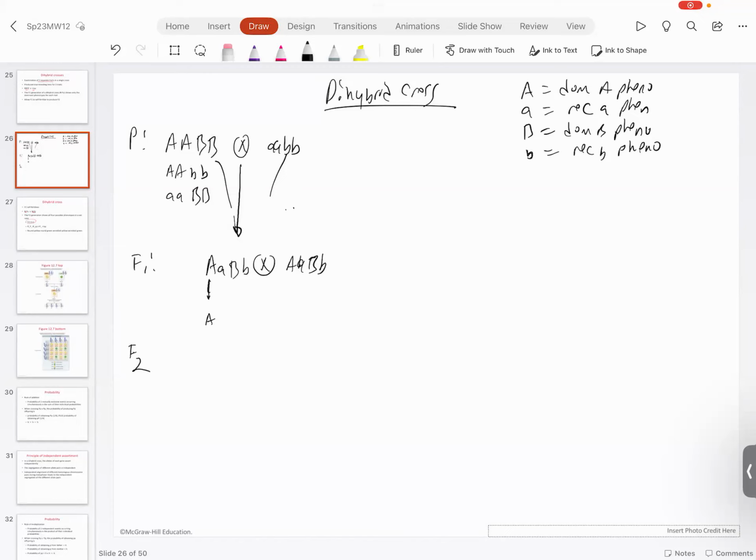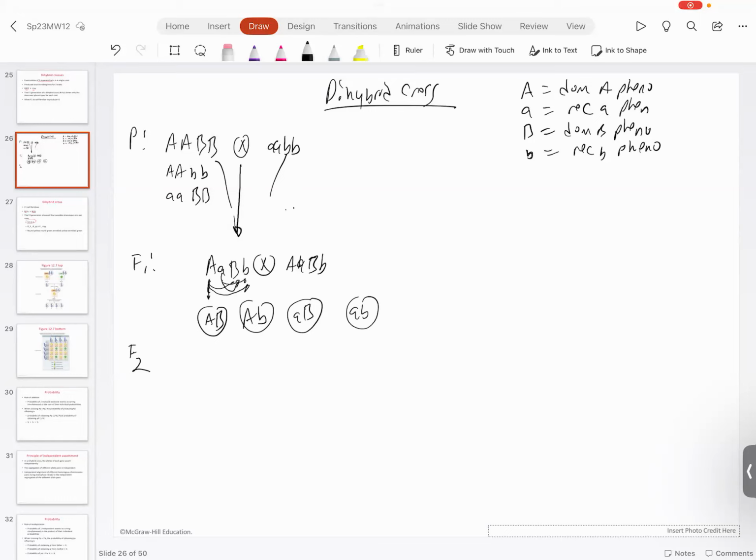Well, I have two different options here. I can either choose a big B to go with it. That's going to be one gamete. Or I can choose a little b to go with it. That's another gamete. What if I, however, choose little a instead? If I choose little a instead, I can either package it with a big B, that's another gamete, or I can package little a with a little b, that's another gamete.